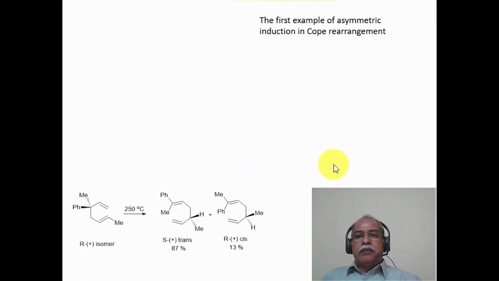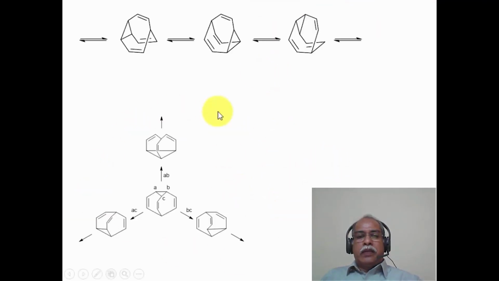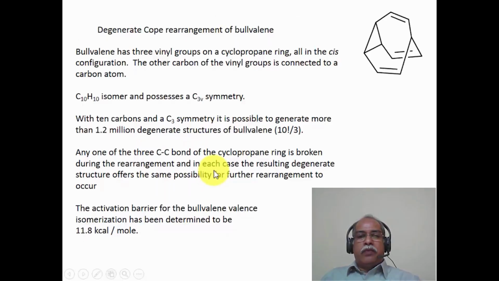Now, the first example of asymmetric induction in Cope rearrangement is shown in this particular case. But before we go there, let me illustrate the point that the 3,3 sigmatropic rearrangement of bullvalene is studied by NMR spectroscopy. If you look at this structure and the number of different types of hydrogen, there are 3 cyclopropyl hydrogens attached to the cyclopropane ring. That is one set of hydrogen.